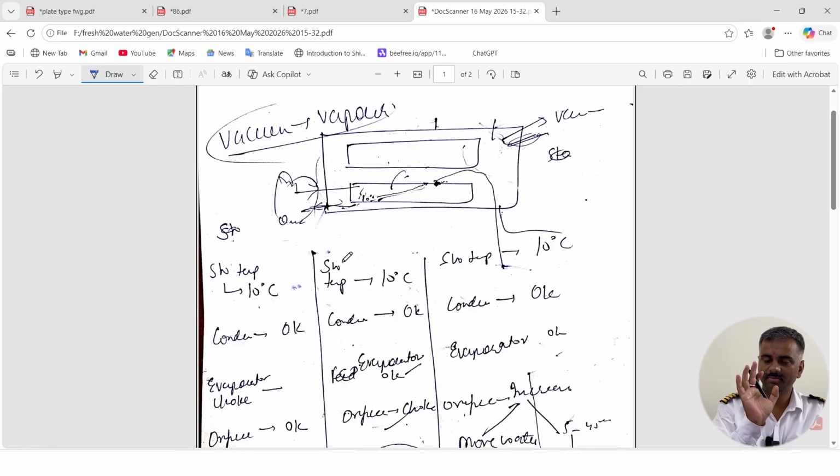So always remember, first the vacuum changes and then the shell temperature changes. So your vacuum is directly affecting the shell temperature. So shell temperature and vacuum are interrelated. One will change the other. So always and always you have to see that the vacuum will change, because the vacuum is the whole and sole reason why the freshwater generator is working, right?